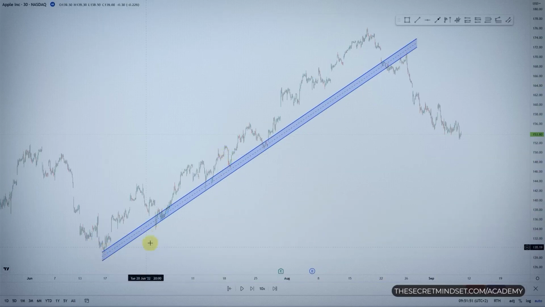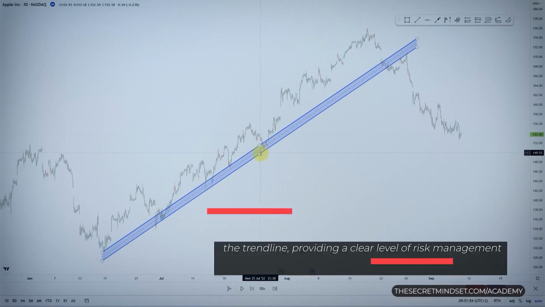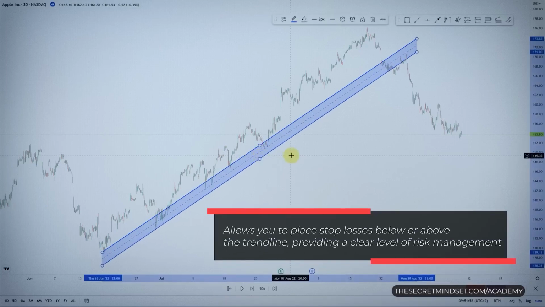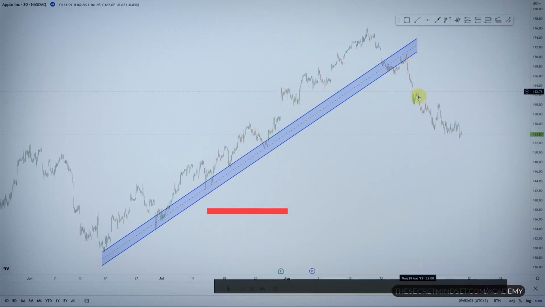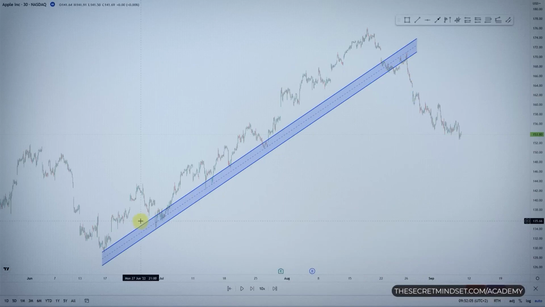Another advantage of trading in the direction of the trend line is that it allows you to place stop losses below or above the trend line, providing a clear level of risk management. Not too close though, because you don't want to be the victim of stop loss hunting.